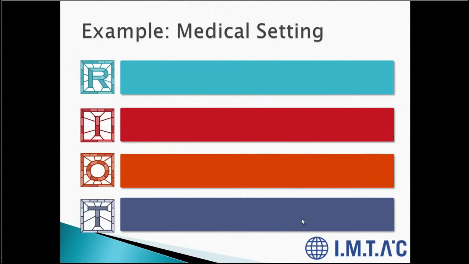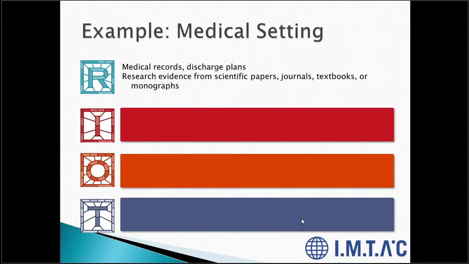So let's take a medical setting as an example, and take just a moment, and you can pause the video if you wish, but I want you to think about what types of things you might review, that's the R, in a medical setting as far as assessment goes. You might have been thinking about medical records, looking at discharge plans, but also looking at research evidence. Reviewing does involve looking at the research evidence from scientific papers, maybe from textbooks, monographs, journals. So that's the review part.